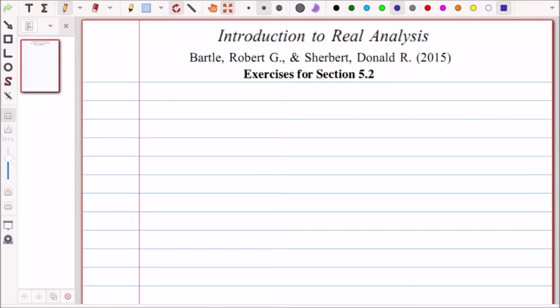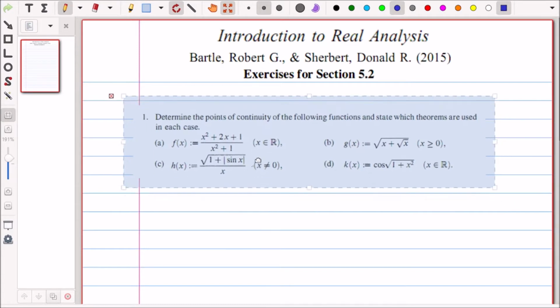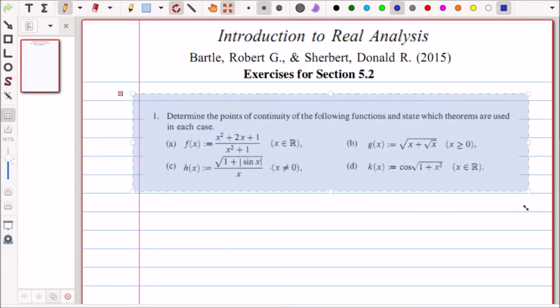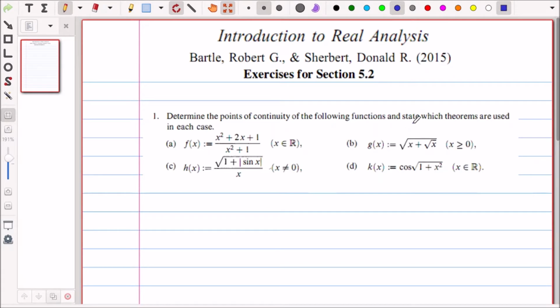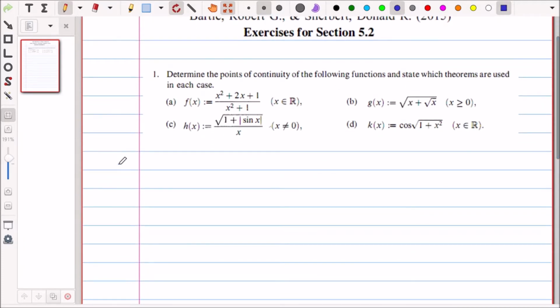So the first question is, this is the first question. We have to determine the points of continuity of the following functions, and we also have to mention the results that we have used in each case. If you look at the first function, the numerator is a polynomial and the denominator is also a polynomial. So f(x) is a rational function, and we know that every rational function is continuous on its domain, and since the denominator is nowhere 0, it is continuous everywhere on R.